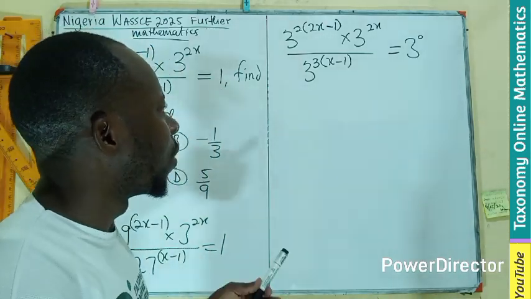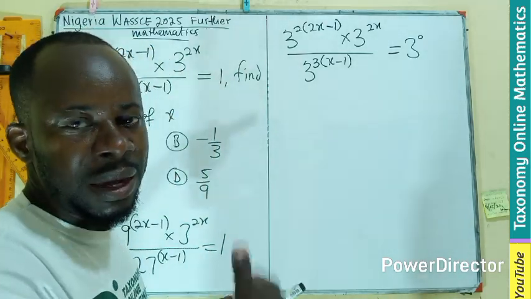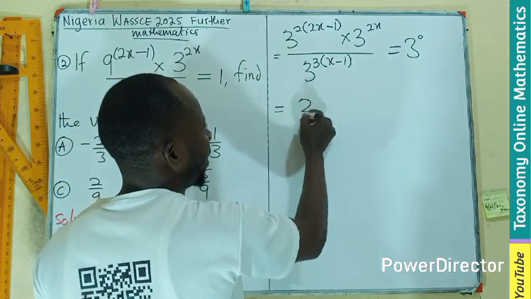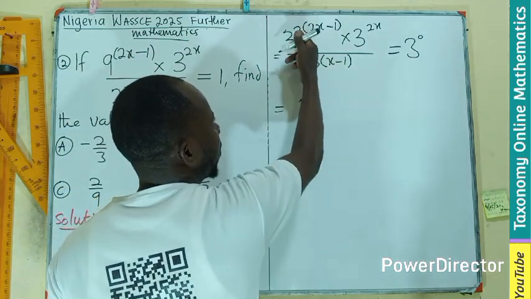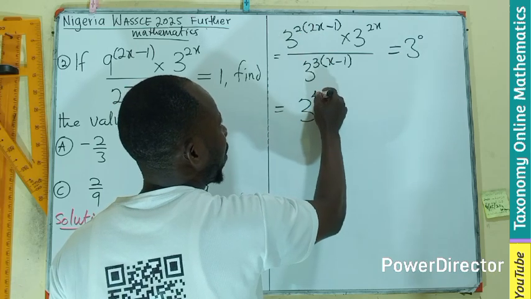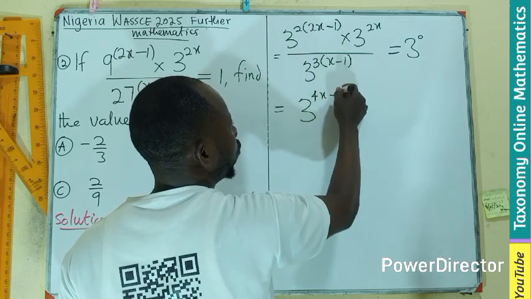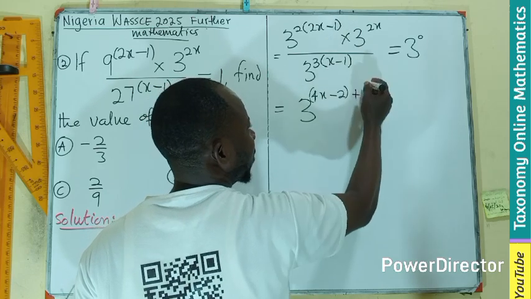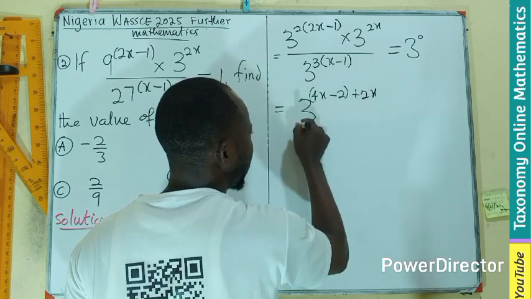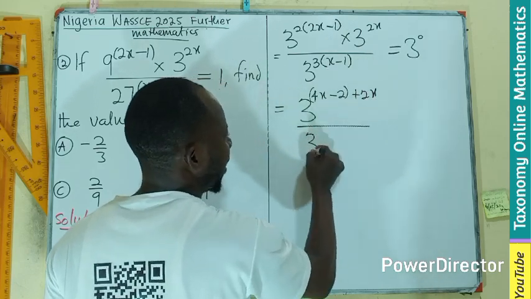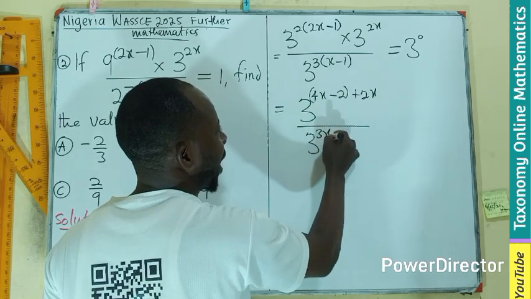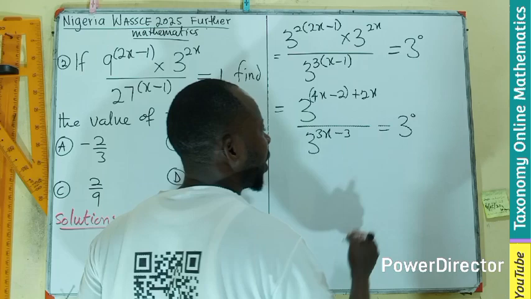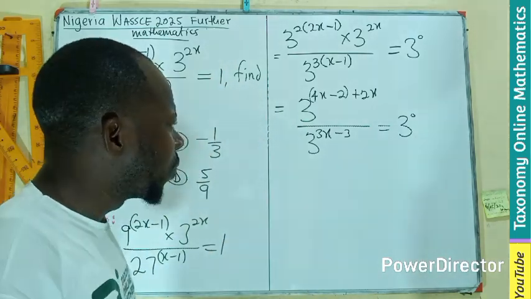What do we do? The laws of indices: as we multiply, we add the powers. So this implies that 3 exponent of this is going to be 4x minus 2 plus, this is multiplication, so we have what? 2x, divided by the 3 exponent of 3x minus 3, equals what? 3 exponent 0.